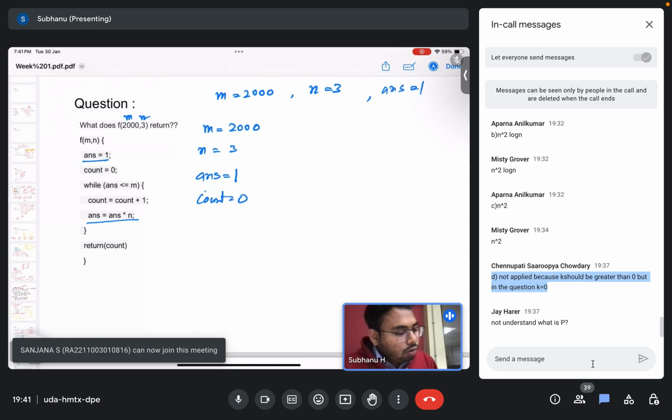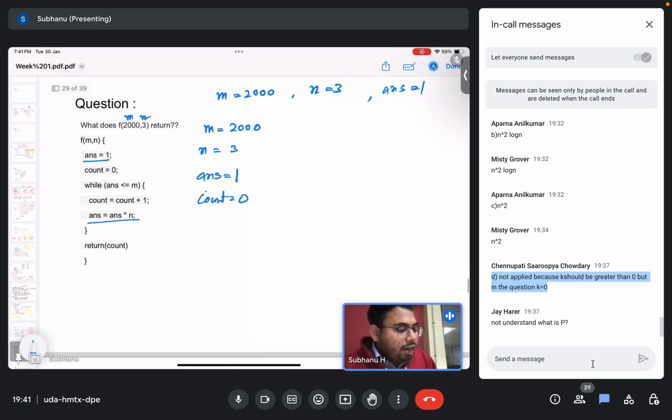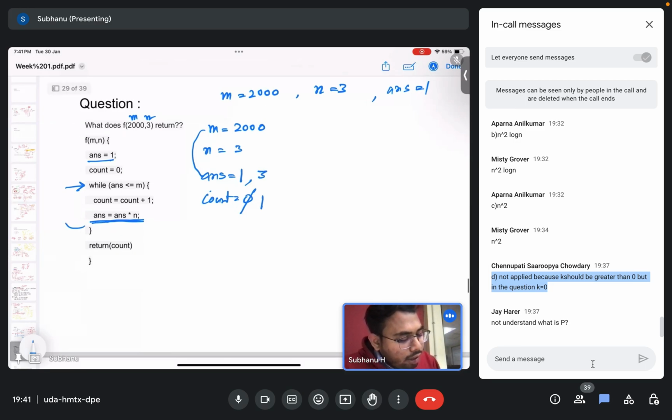First I will come here while answer is less than or equal to m. So I will check between these two, answer, like 1 less than or equal to 2000. So I will do count is equal to count plus 1. I will increase the value of count, and answer is equal to answer into n. So answer was 1, it will be 1 into 3. Then again I will go here while answer is less than or equal to m: 3 is less than or equal to 2000.